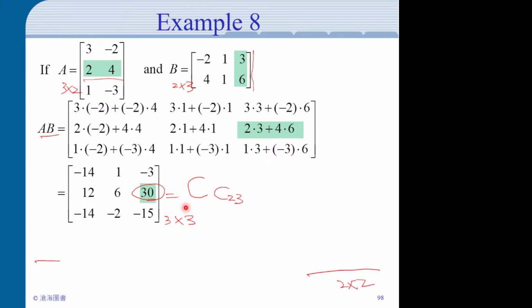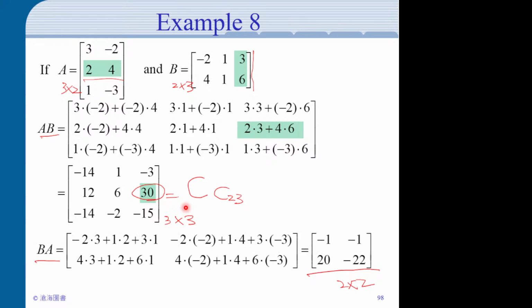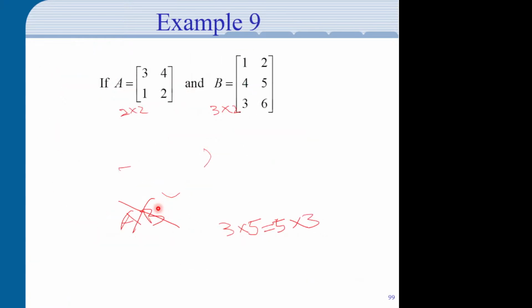Okay, and also you can have A times B, and you can also have B times A. And here it's possible because these dimensions are actually the same. But now you see that A times B and B times A are different matrices. They don't even have the same dimension. And this is something important: A times B is not equal to B times A. We'll talk a little more.